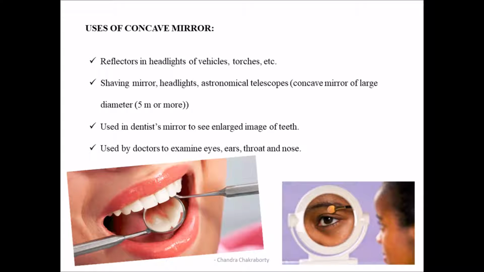Now let's see what the uses of a concave mirror are. Concave mirrors are used as reflectors in headlights of vehicles, in torches, and in shaving mirrors. Why is it used in a shaving mirror? To get an enlarged view of the portion of the face which we want to shave. It is used in headlights. It is used in astronomical telescopes. It is used by dentists in their mirrors to see an enlarged image of teeth. It is also used by doctors to examine eyes, ears, throat and nose. So basically, a concave mirror is used where we want to get an enlarged image of an entity.